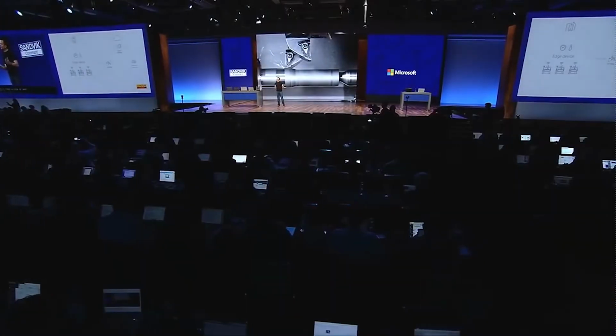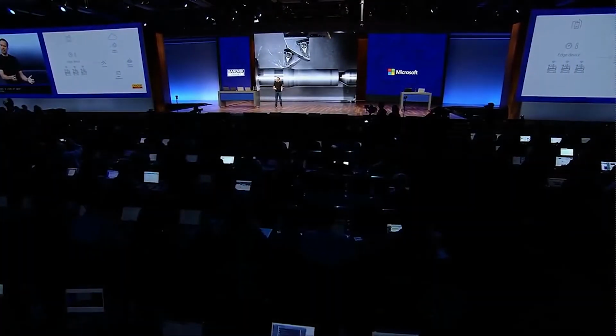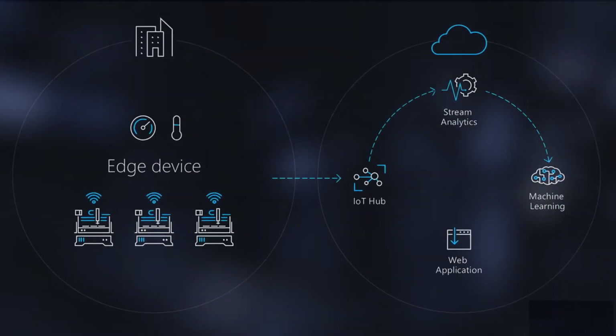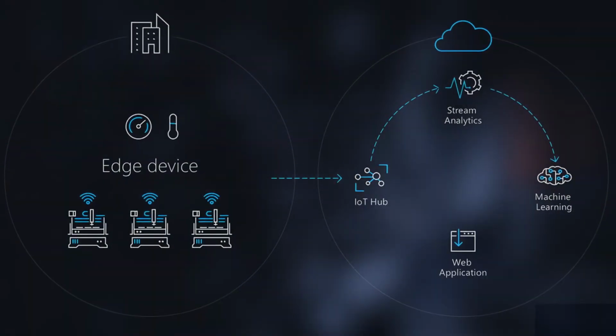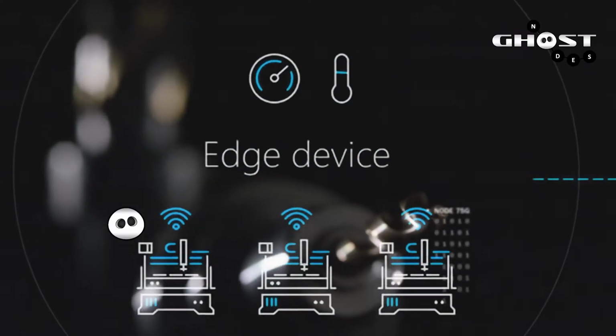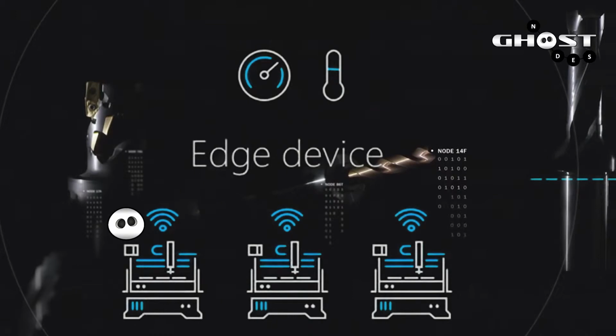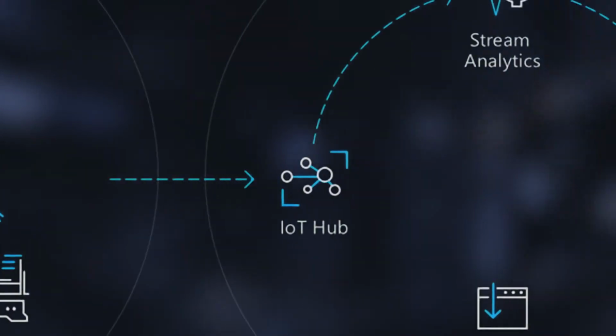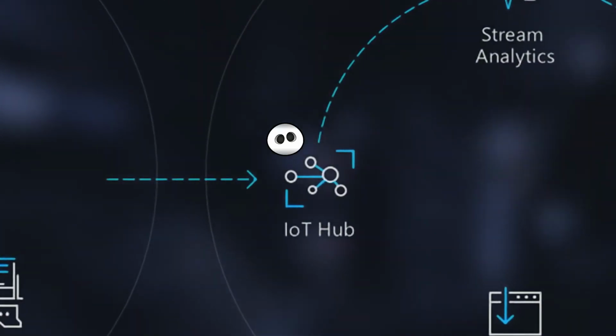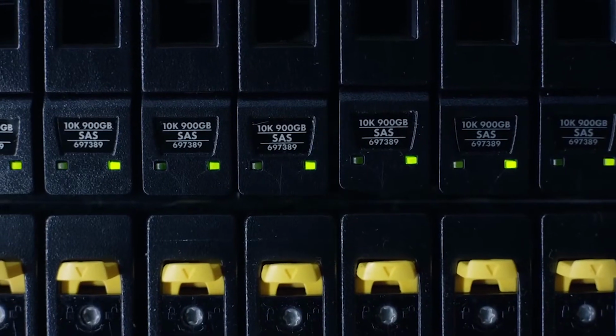So here you see both the factory floor and the edge devices, as well as the cloud. Sandvik has software that's running on these machines, and the software is collecting telemetry from these devices and sending them to IoT Hub in a secure, scalable, two-way communication.